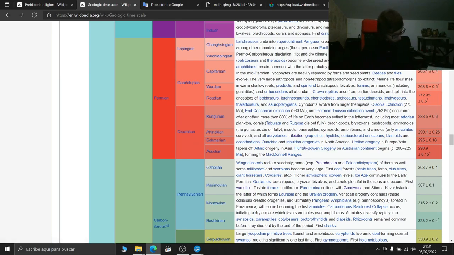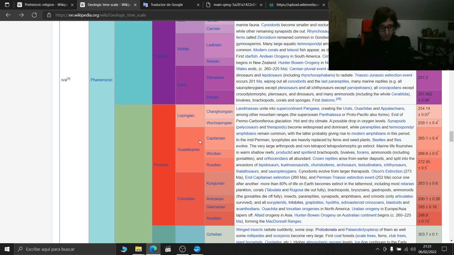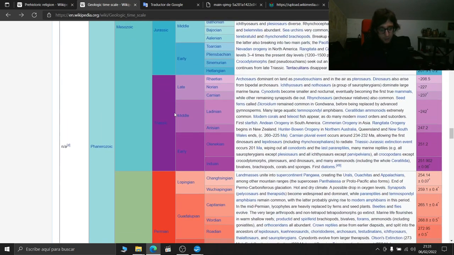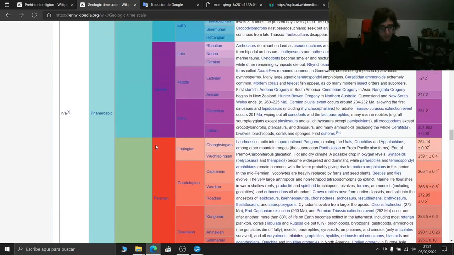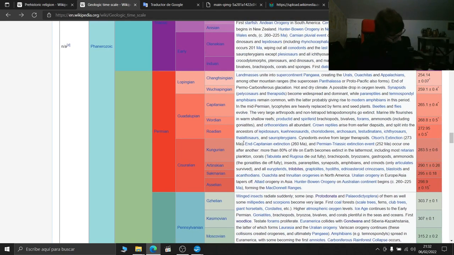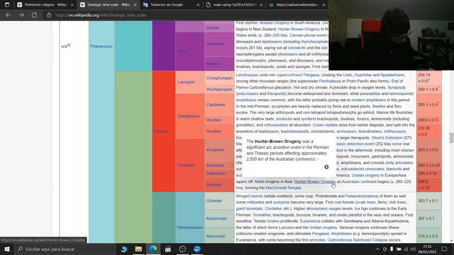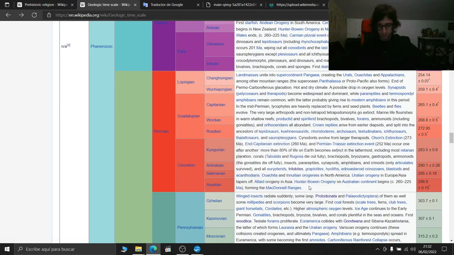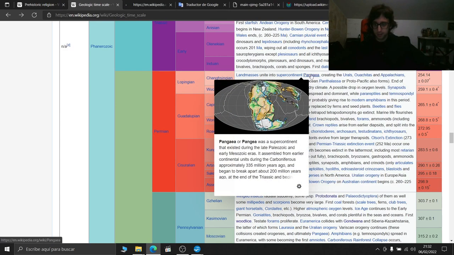Carboniferous. Next one is the Permian, and this is the last one of the Paleozoic. At the end of the Permian there is a mass extinction, and this one is the greatest mass extinction. Land masses unite into the supercontinent Pangaea. Let's check this.